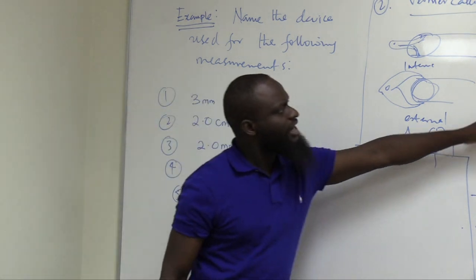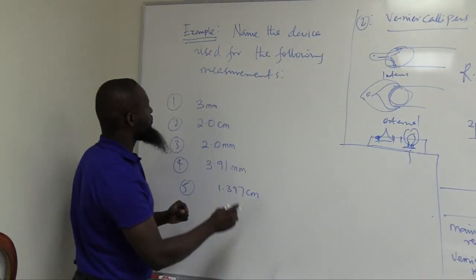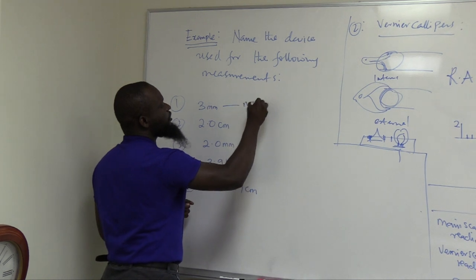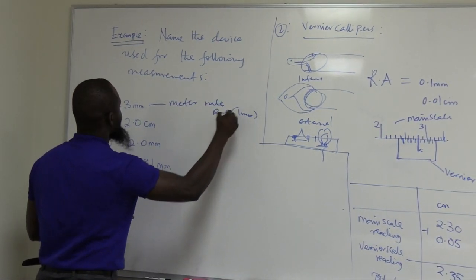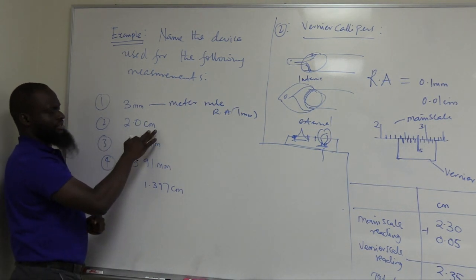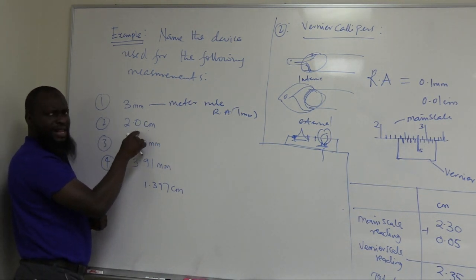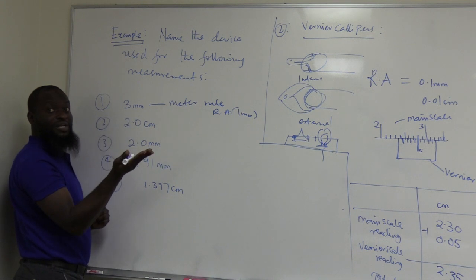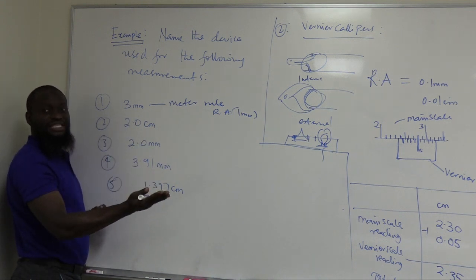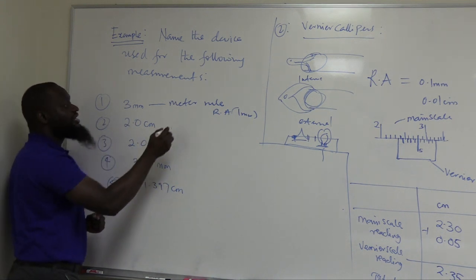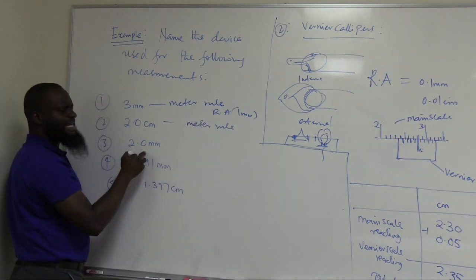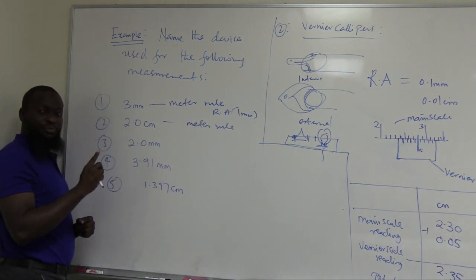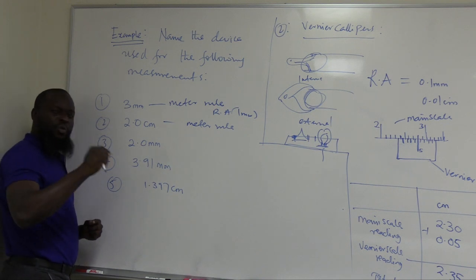That is a meter rule. A meter rule is the one that has 1 millimeter. So a meter rule must have been used here, because the reading accuracy of a meter rule is 1 millimeter. 2.0 centimeters. So it is 1 decimal point in centimeters, which is the same as 1 millimeter, because a meter rule is 0.1 centimeters also, which is 1 millimeter. So this is also a meter rule.